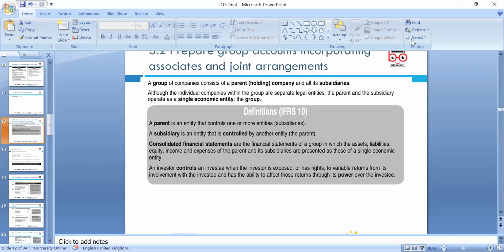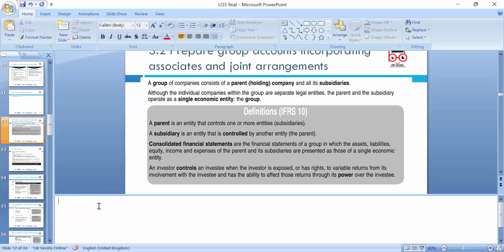So we can look at the parent and the subsidiary. If the parent owns 50% or more of the shares of the other company, that will be the parent, and the company owned will be known as a subsidiary. We discussed parent under L1 3.1 as well. If you own 20 to 49% of the shares of another company, that will be known as an associate.